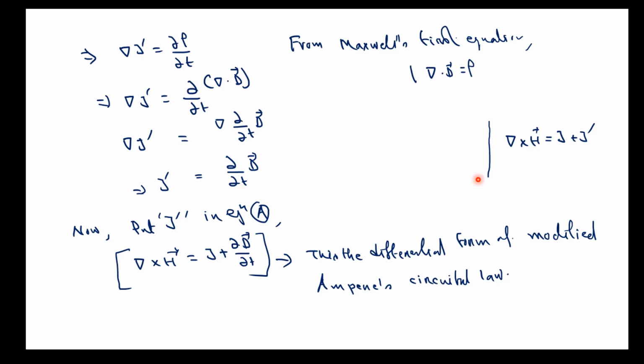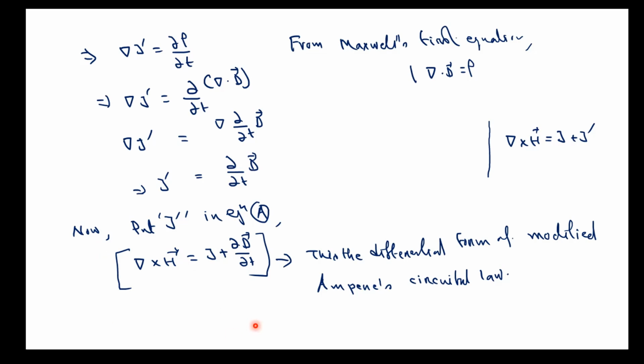So we know from our equation A, what is the equation? Equation A says that del cross H equal to J plus J dash. So this equation is the modified Ampere circuital law. Now I put that J dash value in this equation A. What do I get if I put the J dash value? Del cross H is the same, J is the same, and the value of J dash is del D by del t.